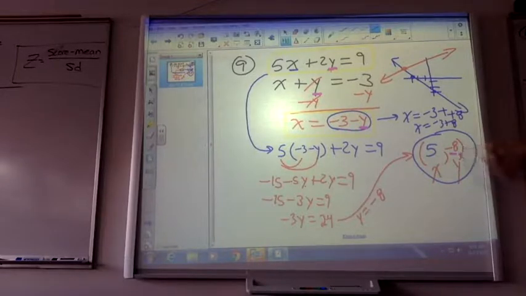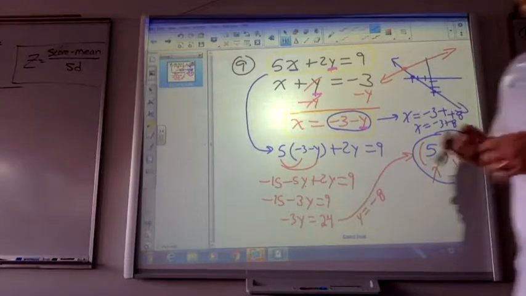Did you get that answer? On the bottom, like the negative 15 minus 5y plus 2y equals 9. Okay. But I erased it, so I don't know. Okay.